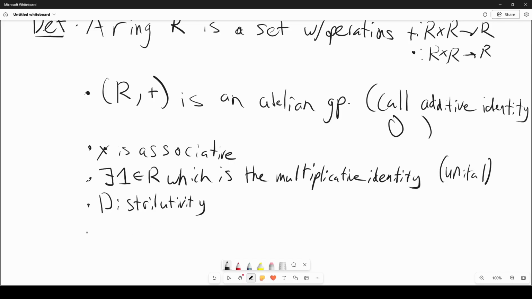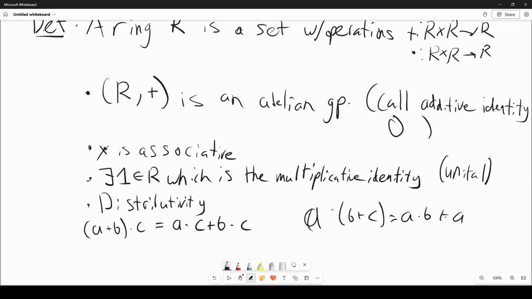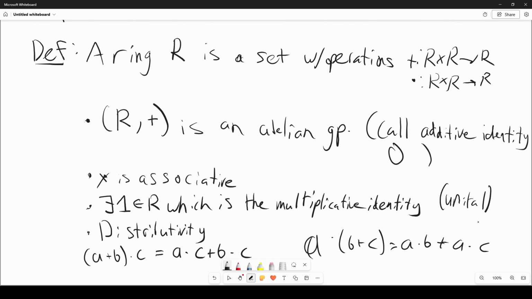Which basically says A plus B times C equals A times C plus B times C, and A times B plus C equals A times B plus A times C. Very simple. And so that's it. That's all you need for a ring. Abelian group. Multiplication is associative and has an identity, and you have distributivity.